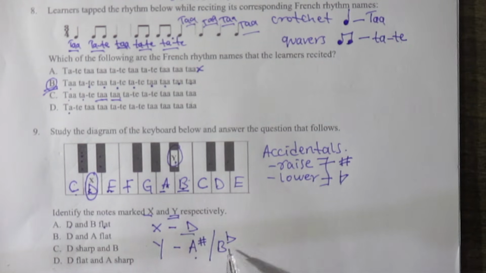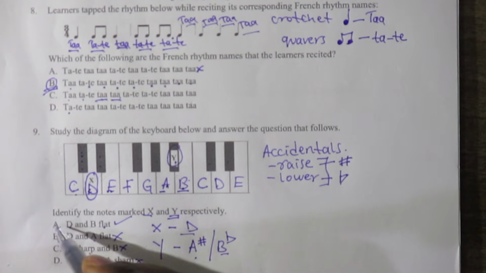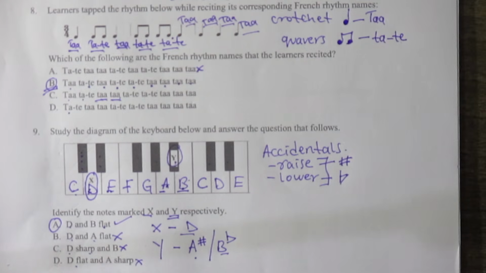So it is D and B flat. That would be correct. D and A is wrong. D sharp and B is wrong. D flat and A sharp is wrong. So the best answer for question 9 is A.